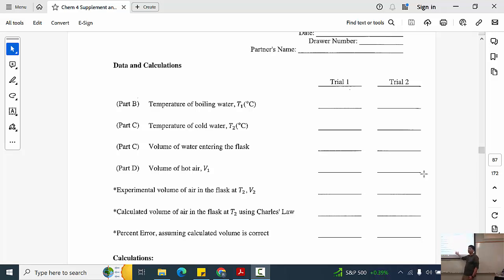And then the percent error here, what we do is we take the experimental, which is V2, minus the theoretical. The theoretical is this calculated volume. So the experimental minus the theoretical divided by the theoretical times 100%. And so that's the percent error that we have here.